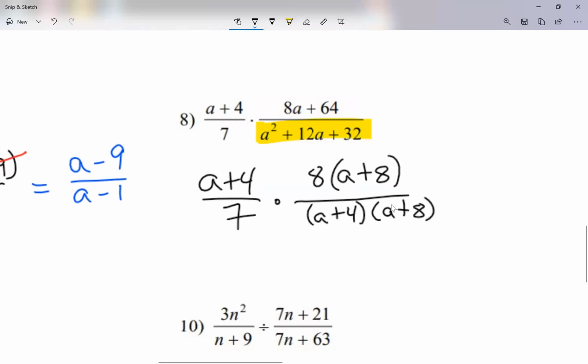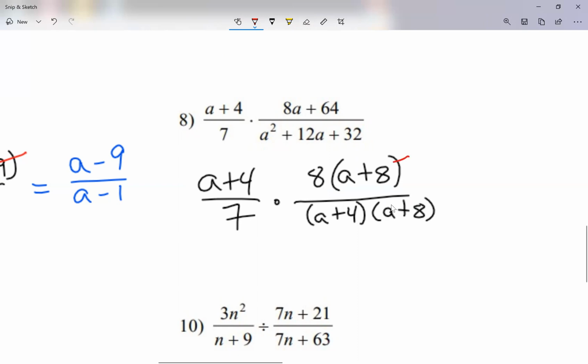Right, I factor the bottom of that fraction. And now the fun part. Let me cancel things out. But remember, to cancel them out, it has to cancel the top and the bottom, right? Something from the top, something from the bottom has to be identical. It could be from the same fraction or different fractions.